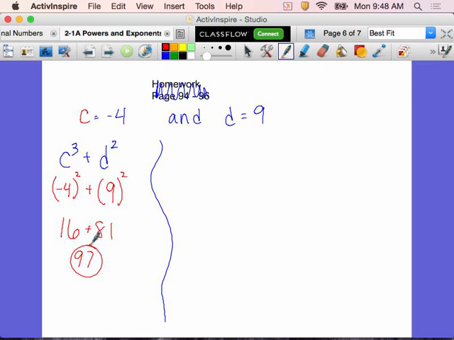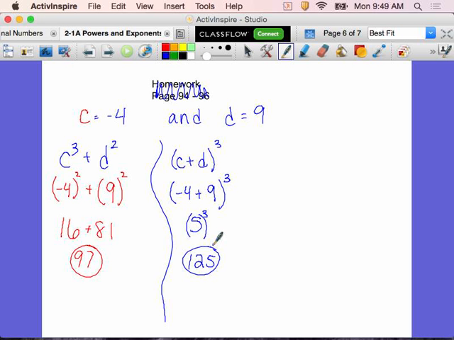Alright, the second one, C plus D to the 3rd power. So substitute in here, we've got -4 plus D, which is 9, to the 3rd power. And make sure you're thinking this is actually subtraction and it's going to be +5 to the 3rd power. I did not use parentheses there because it's positive, but I could if I just wanted to do it on everything, so I didn't miss one. 5 to the third power, 125.